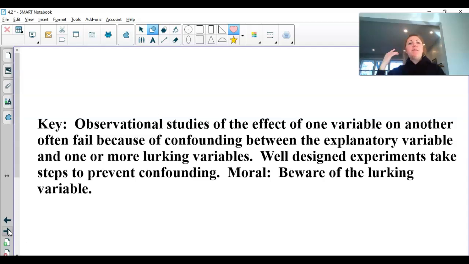One thing you need to know about observational studies and experiments is that observational studies of the effect of one variable on another often fail because of confounding between the explanatory variable and one or more lurking variables. Well-designed experiments take steps to prevent confounding. It's called control. The moral of the story is beware of the lurking variable. Always beware of that lurking variable. It could cause confounding.